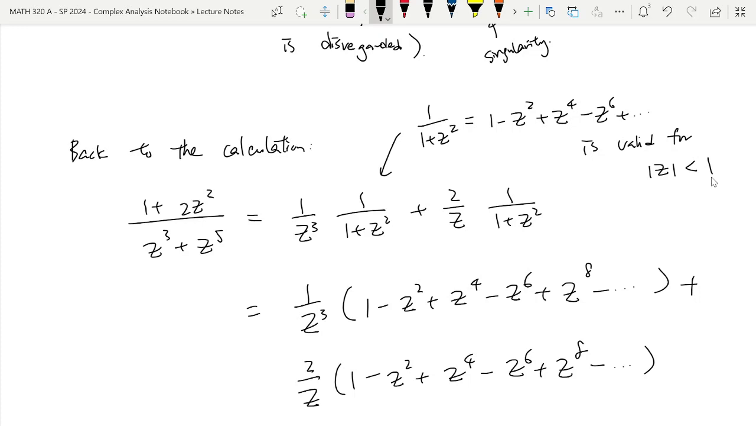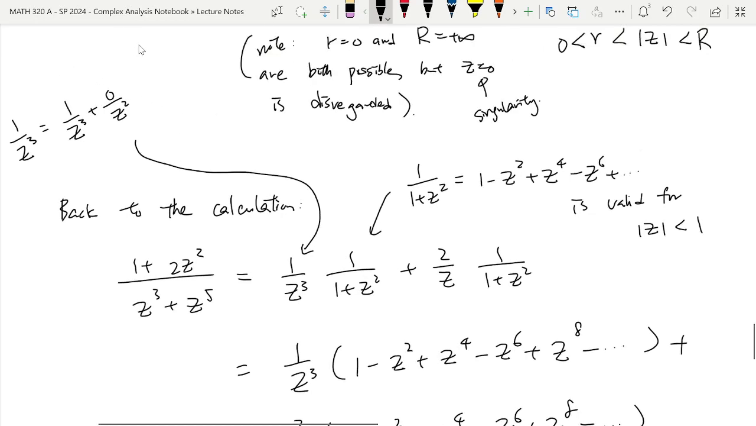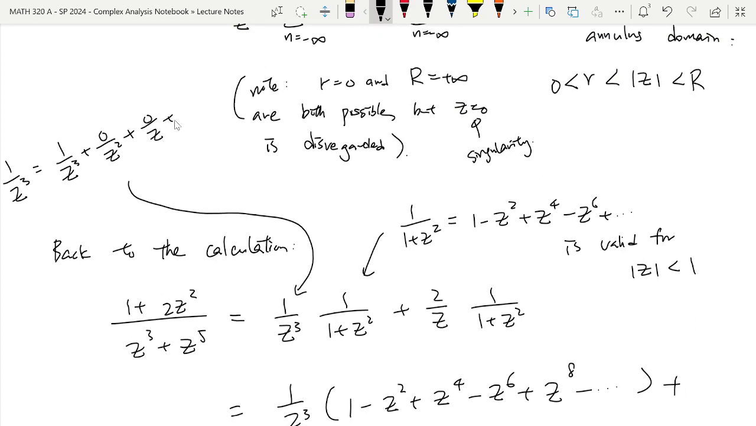So treating this as a series, let me put it here, because I can't easily change my tool. 1 over z cubed can be recognized as 1 over z cubed plus 0 over z squared plus 0 over z plus 0 plus and so on. Plus, I should write 0z and then 0z squared and so on. Make sense? So in Weierstrass analytic function theory, everything is a power series, including positive and negative powers.